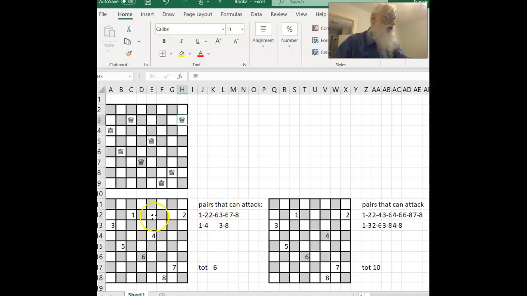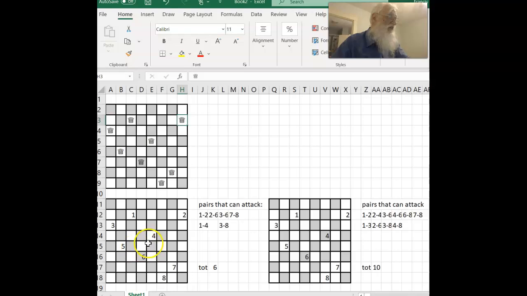So now I'll cut 2. 2 can take 1, but I don't count that anymore because that's a 1. 2 can take 6. So the only new one that 2 gives me is 2 to 6. 3. 3 can attack 6, but that's it. 3 can also take 8 because it's on the same diagonal. Even though there's something in the middle, we'll assume that it could take it if that 6 weren't there.